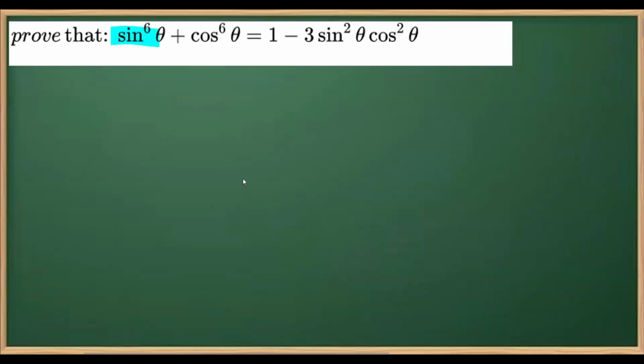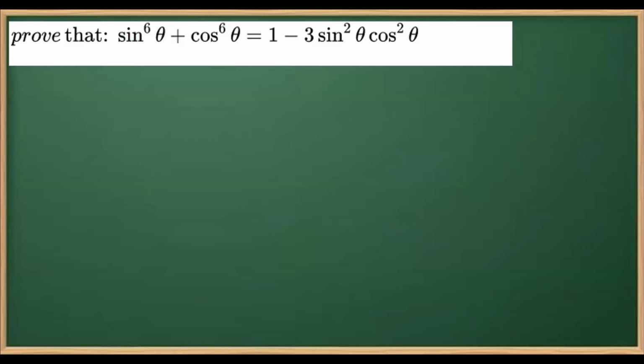In the first question, we have to prove that sin raised to the power 6 theta plus cos raised to the power 6 theta is equal to 1 minus 3 sin square theta into cos square theta. Well, one thing is very clear that we are going to split this into smaller degrees, right?